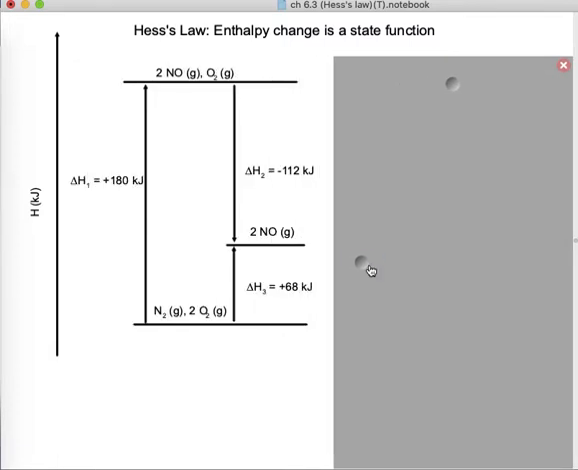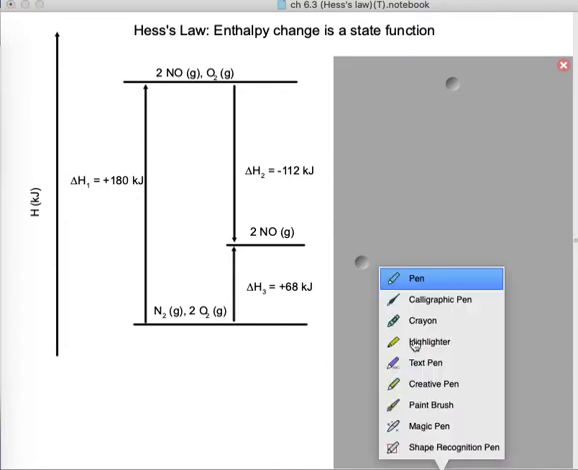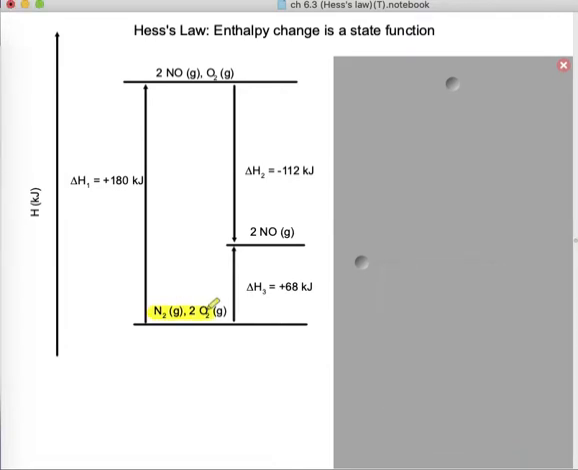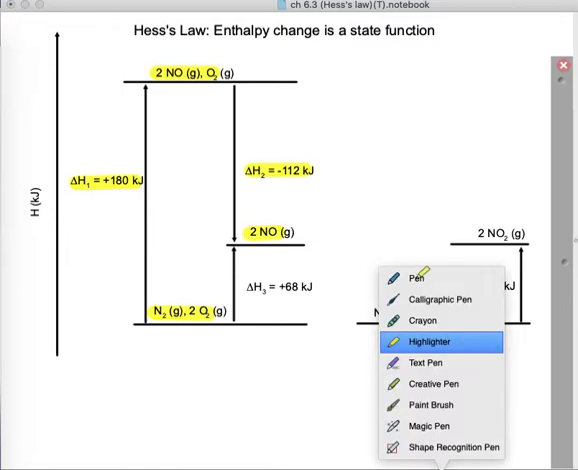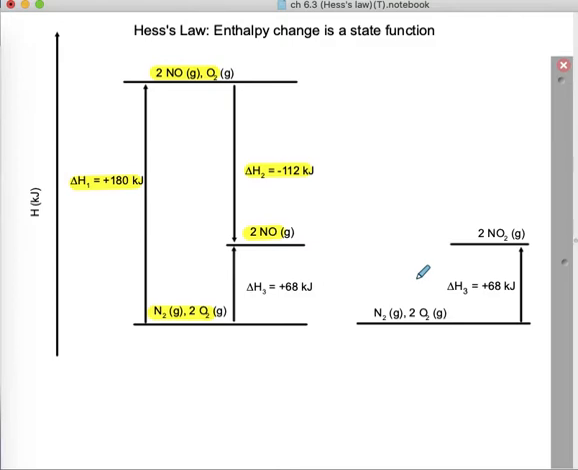If I start down here with 1 mole of N2 and 2 moles of O2, and I want to form 2 moles of NO and 1 mole of O2, I have to put in 180 kilojoules of energy. But then if I allow those 2 moles of NO to react with 1 mole of O2, I get out 112 kilojoules of energy, and what I see is that the difference is positive 68 kilojoules. So it doesn't matter whether I went the two-step process or the single-step process, the overall change in enthalpy is the same.